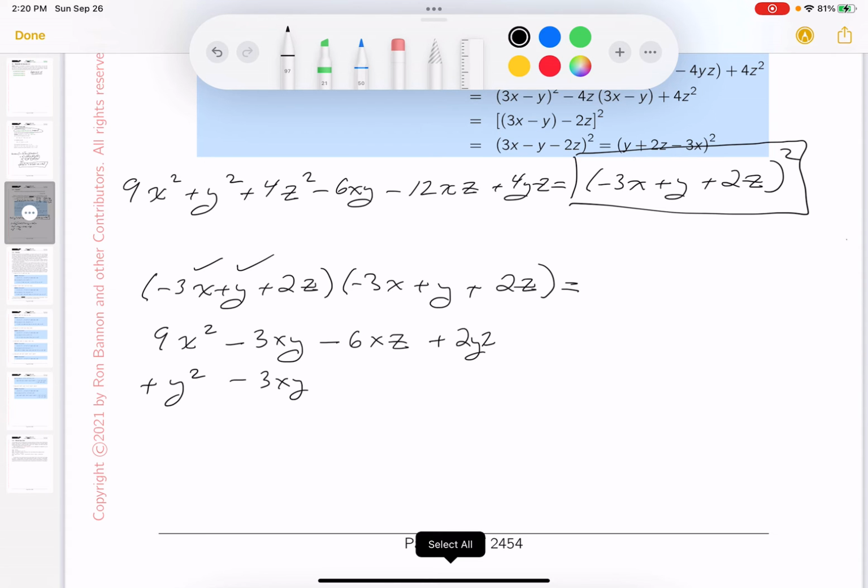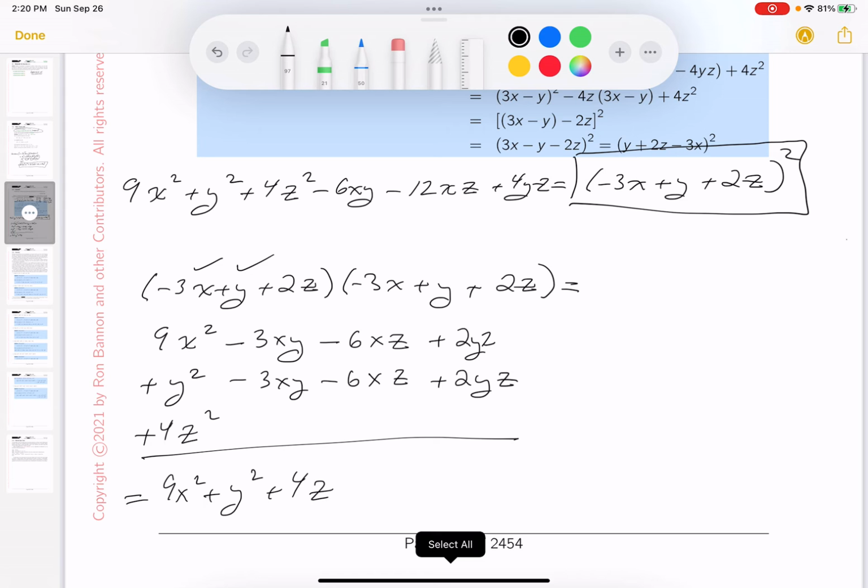Let's do the 2z now. What do you get? Minus 6xz plus 2yz. I like to put things in alphabetical order, by the way. And then I get plus 4z squared. I'll add them all together. And what does it give me? 9x squared plus y squared plus 4z squared. And then what I get is minus 6xy minus 12xz plus 4yz.